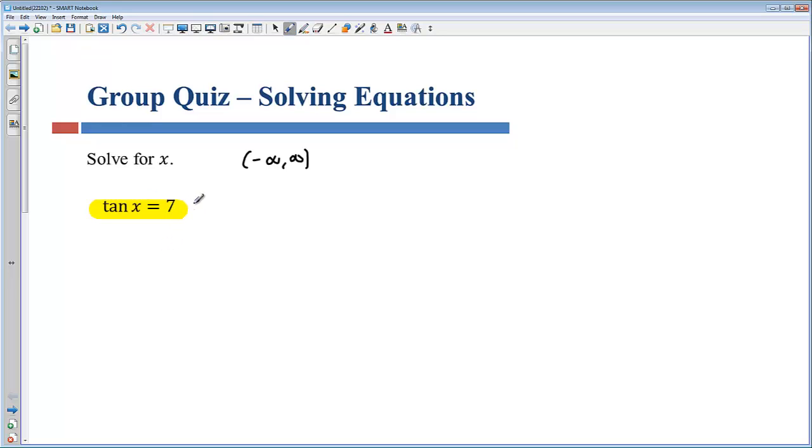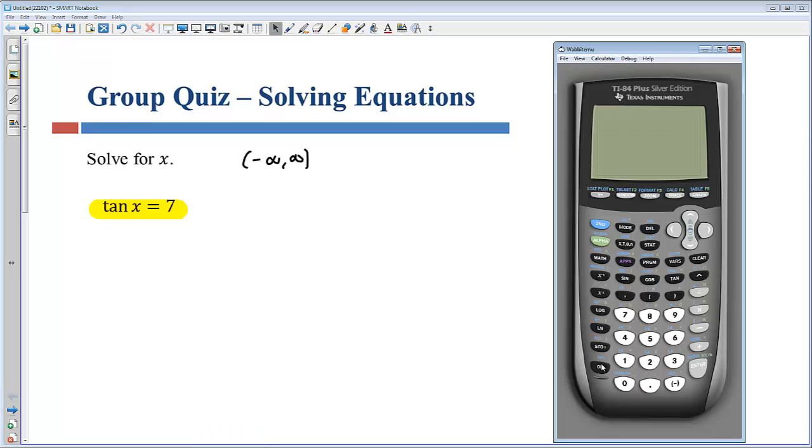You should realize that there are actually an infinite number of solutions to this equation, and you can see this on your calculator if you like. You can make sure you're in radians here, and you can just graph the equation, and you're going to get two graphs, the graph of tan of x and the graph of 7. We'll look at this between, well, we can try negative 10 and 10. Let's see what happens here.